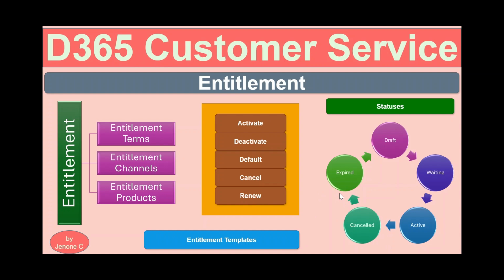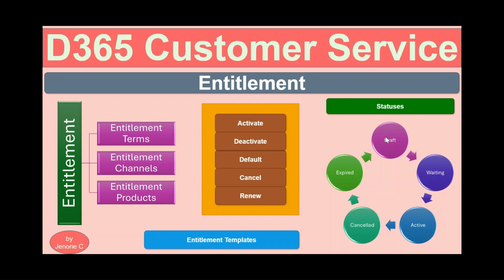So if the entitlement is expired or if we cancel that entitlement and if we again want to reactivate that particular entitlement, then we can click on this renew button so that a new entitlement will be created in draft status with all the field values populated from the old entitlement.